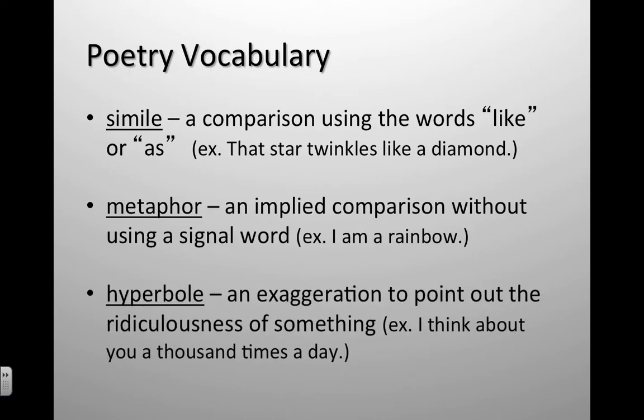Whereas a metaphor is just an implied comparison. There is no signal word in a metaphor. The example there is, I am a rainbow. So I'm not saying I am like a rainbow because I make people happy. I'm not even saying I'm as beautiful as a rainbow. I'm just saying I am a rainbow, and it's really left up to the interpretation of the reader to determine what that implied comparison is.